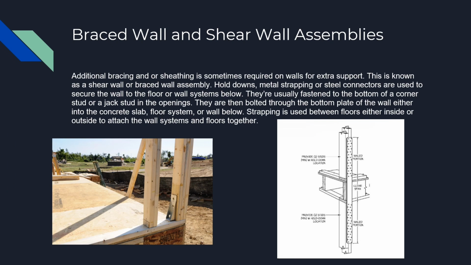Additional bracing and/or sheathing is sometimes required on walls for extra support. This is known as a shear wall or braced wall assembly. Hold downs, metal strapping, or steel connectors are used to secure the wall to the floor or wall systems below. They're usually fastened to the bottom of a corner stud or a jack stud in the openings. They are then bolted through the bottom plate of the wall, either into concrete slab, floor system, or wall below. Strapping is used between the floors, either inside or outside, to attach the wall systems and floors together.